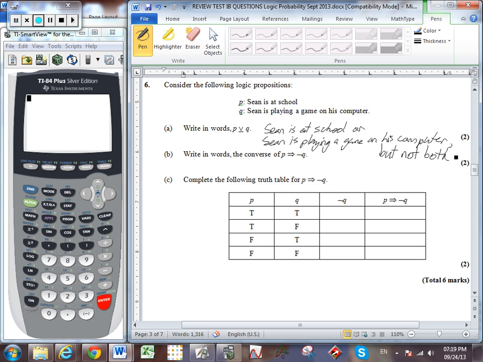Write in words the converse of P implies not Q. Well, the converse, we're simply going to switch the direction, meaning that the P and the not Q are going to be in reverse order. So that would be not Q implies P. So let's put that into words. If Sean is not playing a game on his computer, then it's pointing to P. Then Sean is at school.